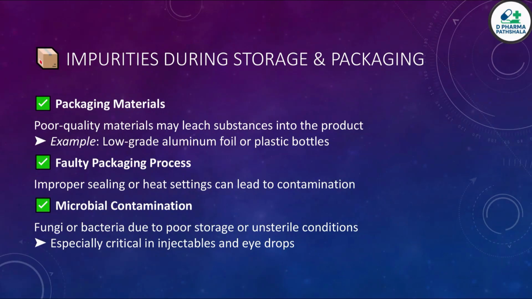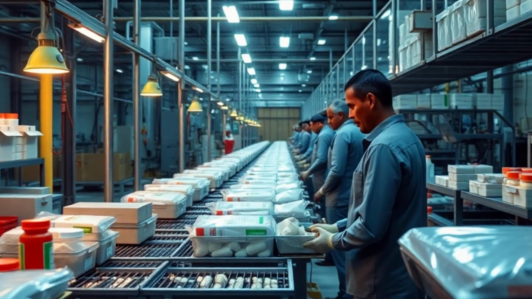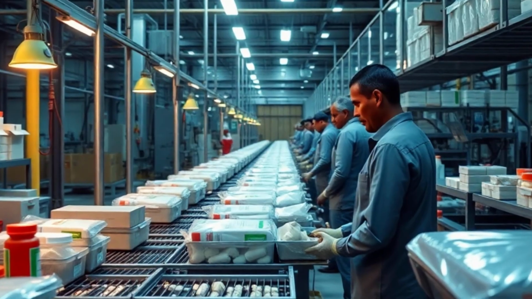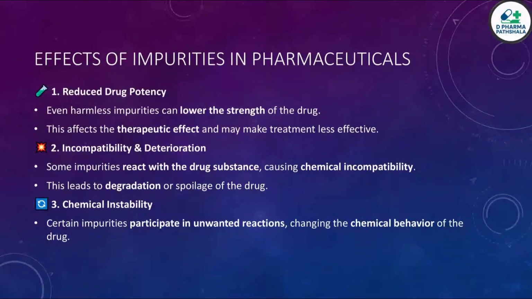Lastly, impurities can enter during storage and packaging. Poor quality packaging materials can leach chemicals into the product, and improper packaging processes may leave products exposed to air, moisture, or microbial contamination. This is especially serious in sterile products like injections or eye drops, where microbial growth poses health risks. To maintain drug quality and safety, strict control and monitoring of all these stages is essential.